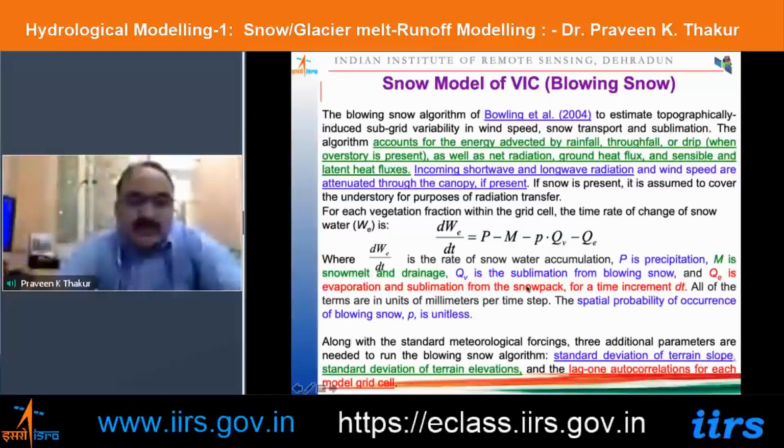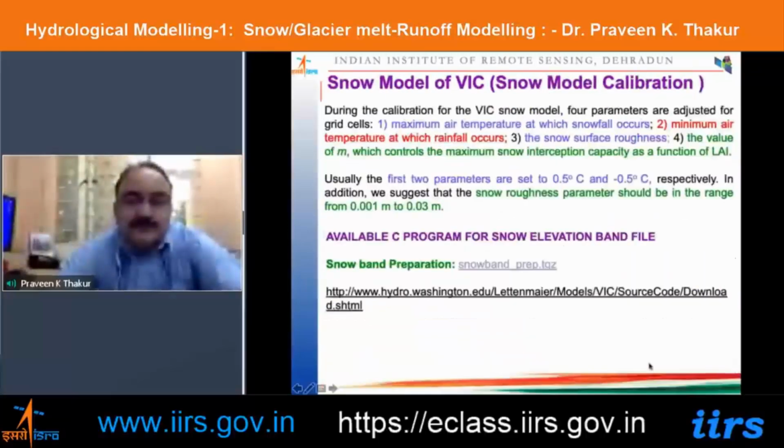So for that, we have a separate model. P is precipitation here, M is snow melt, Q is the sublimation from the blowing snow, Q is evaporation and sublimation from the snowpack, and there is the spatial probability of occurrence of the blowing snow. This will be calculated from the input terrain data. If you provide the standard deviation of terrain slope, standard deviation of terrain elevation, and autocorrelation length, then it will be calculated automatically by the model. These are the four model parameters which are used to calibrate: minimum air temperature at which snowfall occurs, minimum air temperature at which rainfall occurs, snow surface roughness, and value of M.